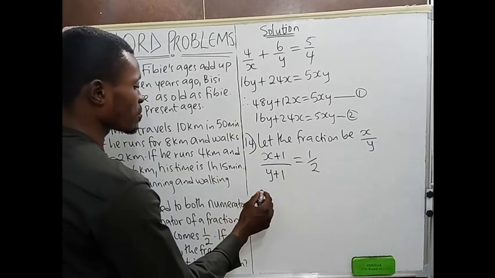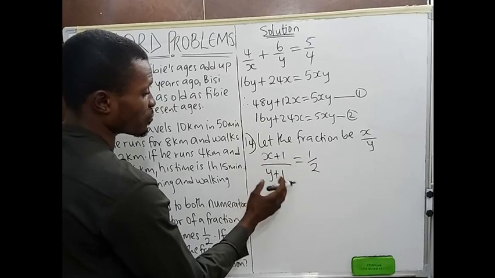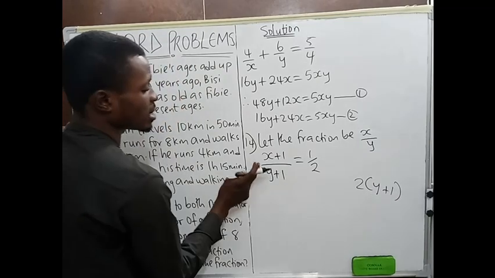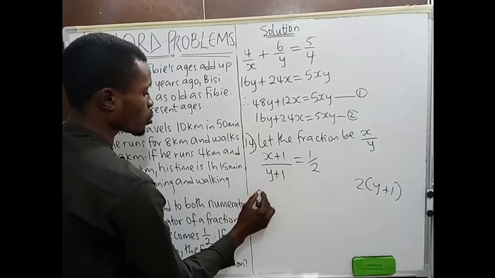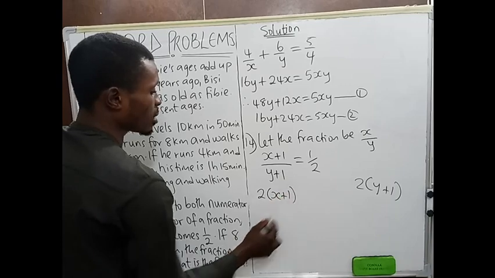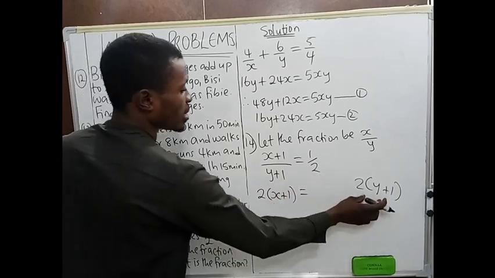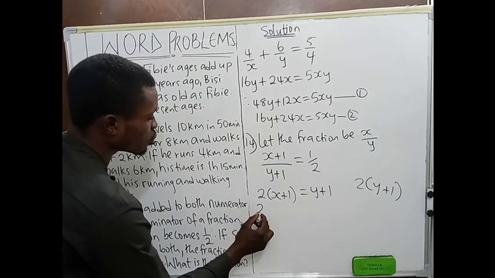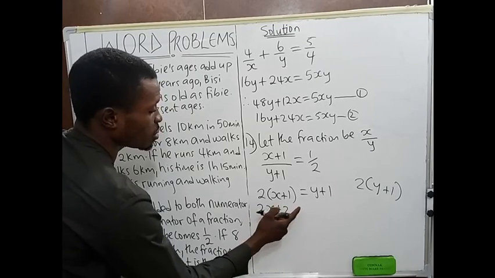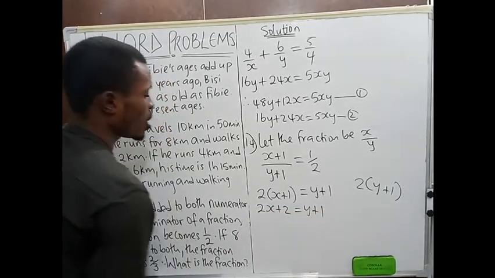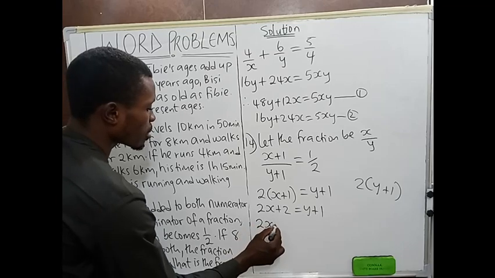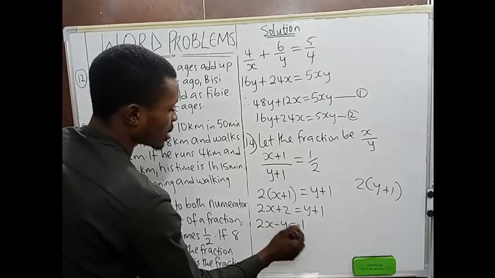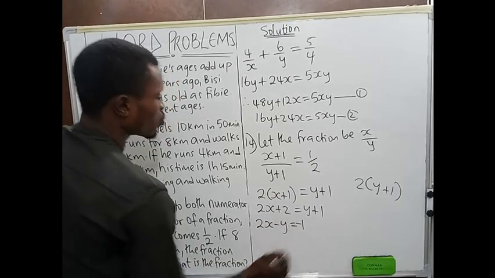When you clear fractions, multiply by the LCM. The LCM is 2 into y plus 1, right? Multiply this by this, y plus 1 cancels y plus 1, you have 2 into x plus 1, right? Equals, multiply this by this, 2 cancels 2, you have y plus 1. This gives us 2x plus 2, let's open the bracket, equals y plus 1. When we arrange, you have 2x minus y, this y comes minus y, equals 1 minus 2, you have minus 1, right?